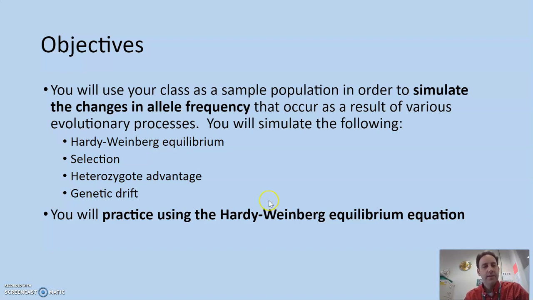During this lab, we are going to simulate 4 different things: Hardy Weinberg equilibrium. We are going to demonstrate the effect of natural selection. We are going to demonstrate something called heterozygote advantage. And then we're going to simulate something called genetic drift. And then finally, you're going to practice using the Hardy Weinberg equilibrium equation to manipulate some data mathematically.